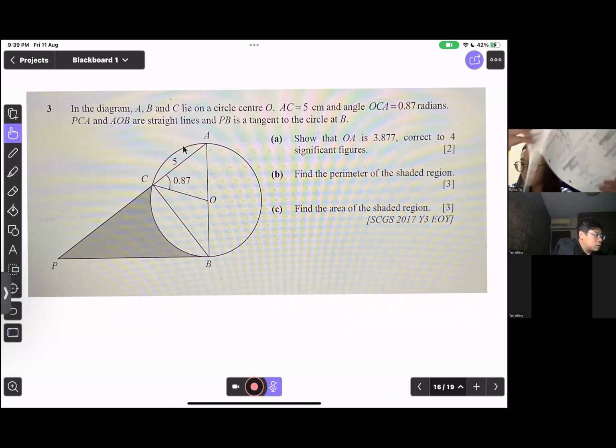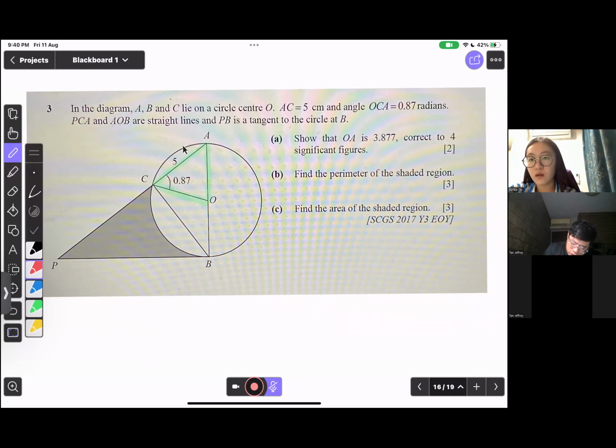OA is 3.877. Okay, so for this one, if you look at this triangle, this is an isosceles triangle. This is 5, this one also 5. Wait, wrong. The center is not there. Okay, AC is 5, angle OCA is 0.87. This one also will be 0.87. This one will be pi minus 0.87 minus 0.87.